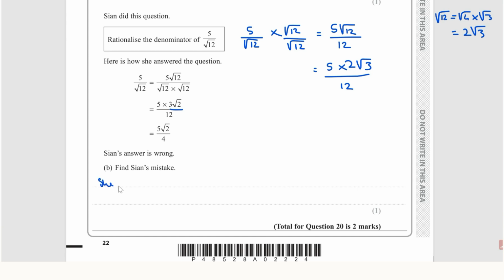So she has simplified root 12 as 3 root 2 instead of 2 root 3. And just a little side note here, this is a small mistake that any student could make, so it is always good to check your work thoroughly and make sure all numbers are correct.